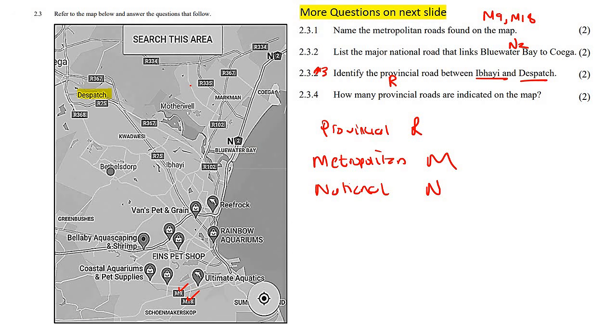Okay, so Dispatch is there, and then Abai is here. So to go between those two, you would travel along this road over here. And you can see that if you look here, it's the R75. So it's R75, there we go.